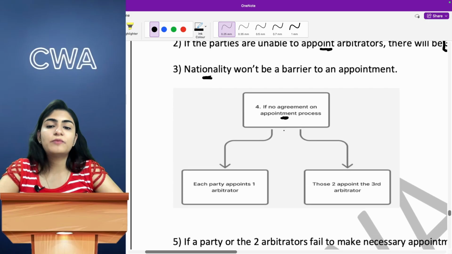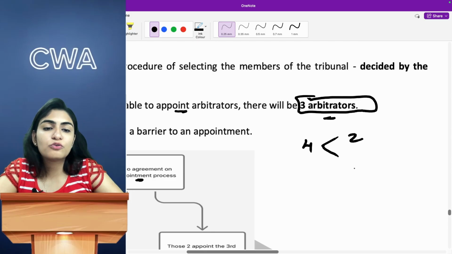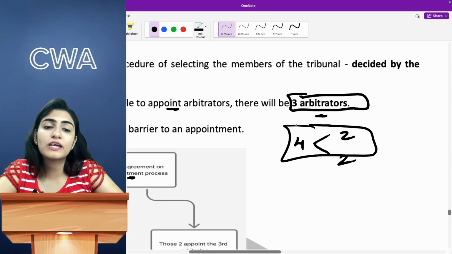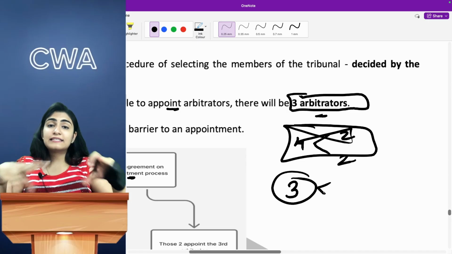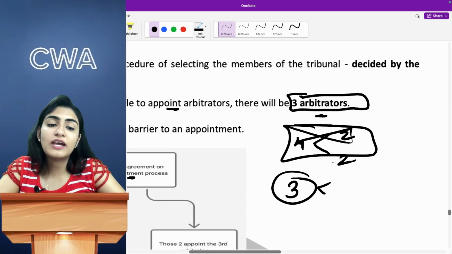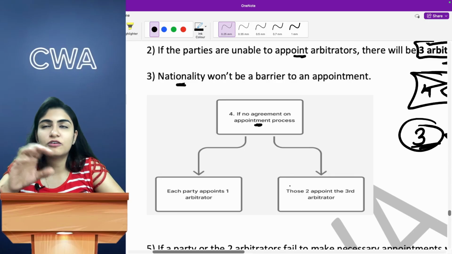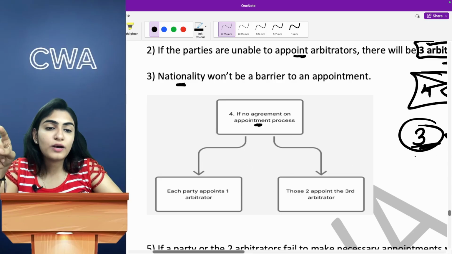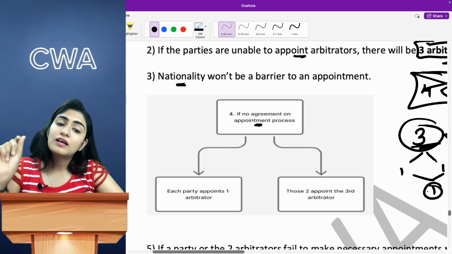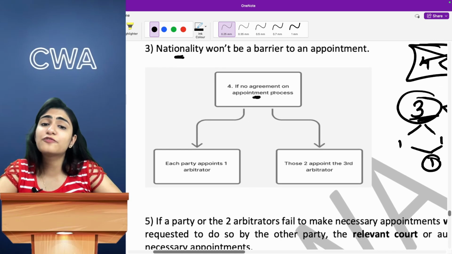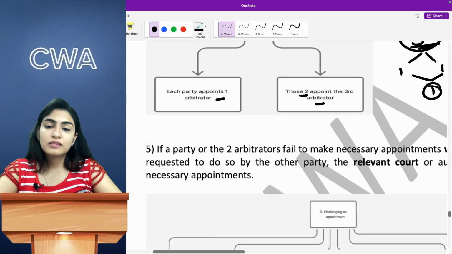If there is no agreement on the appointment process, let's say, as I said, both of the parties select four arbitrators, two each, but they were not able to select these four, then in such case three arbitrators are selected. Again, both the parties can decide which three people will be sitting. Again, if they are not able to finalize the three arbitrators, in that case each party will appoint one arbitrator, and then these two arbitrators will come together and select the third arbitrator. That is what is written here: if no agreement on appointment process, each party appoints one arbitrator and then those two arbitrators select the third arbitrator.